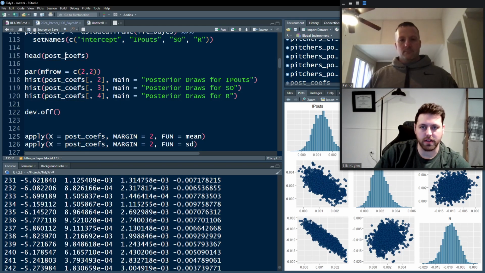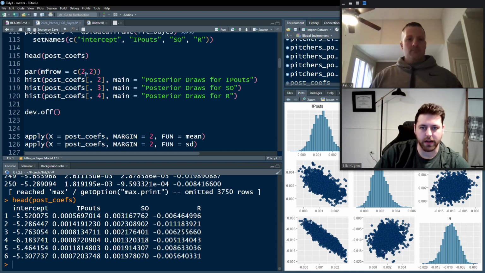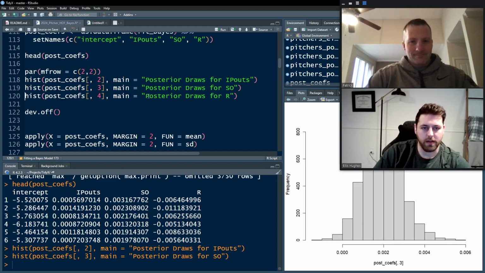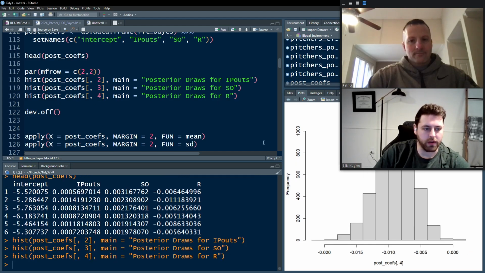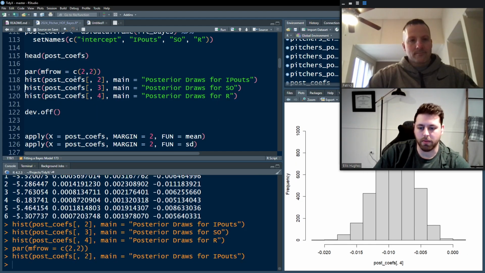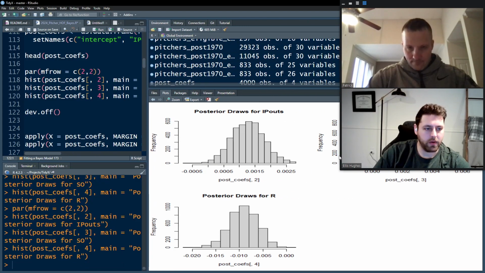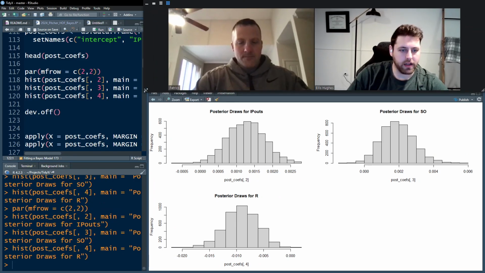Because actually it's easier to look ahead. Second column right here. So we throw that into hist. Then for strikeouts, the third column, so this guy here. And then, of course, for runs, that's the fourth column. So if we throw that in, oh, wait, no, I've got to call par on that first. Yep, there you go. There we go. I know what I'm doing. So we can look at how the distribution is and try to interpret what's going on with that. I think overall that looks like what we would expect.